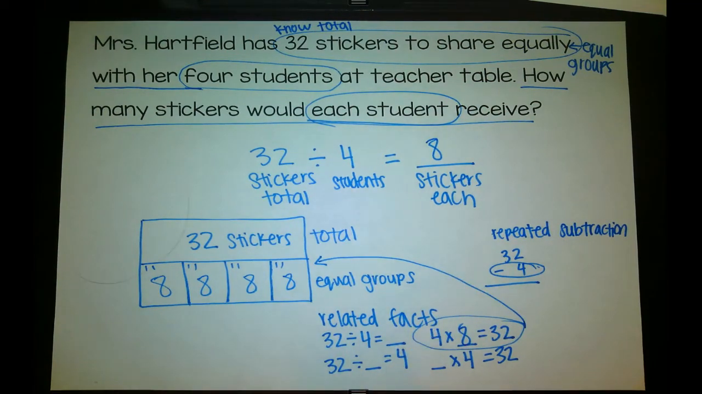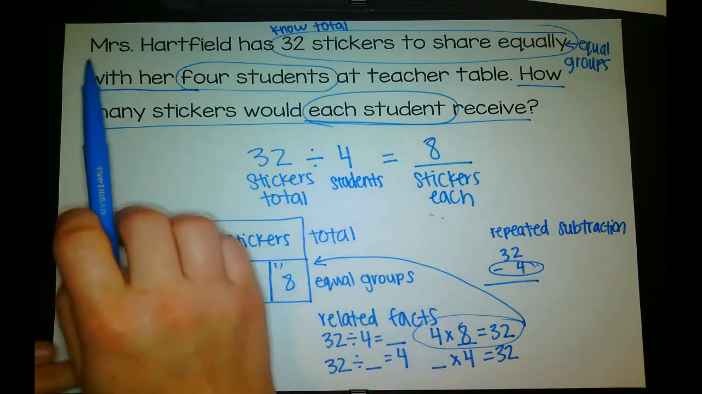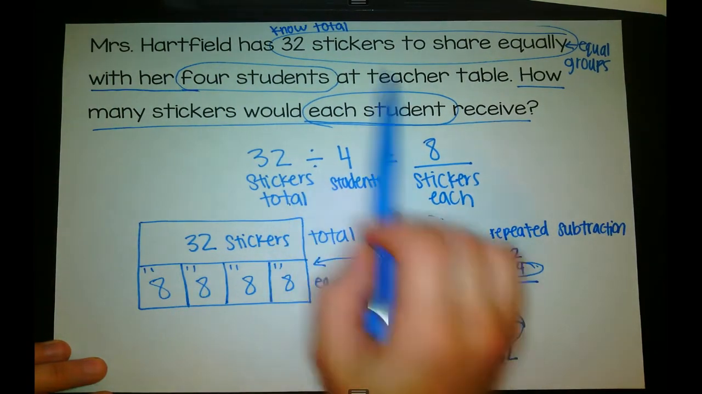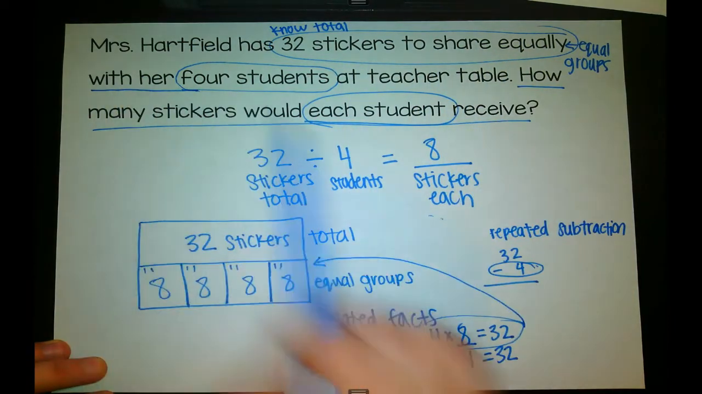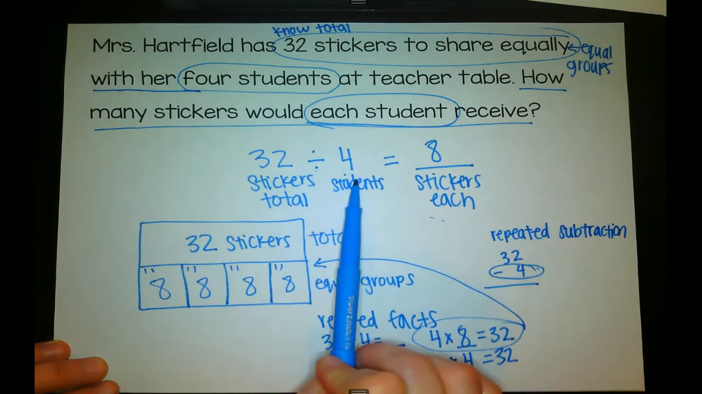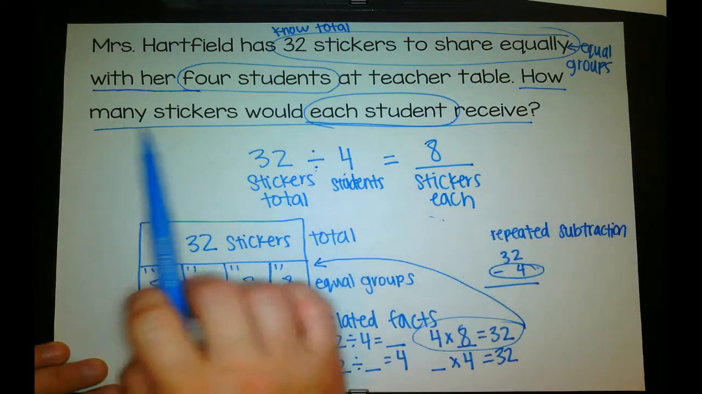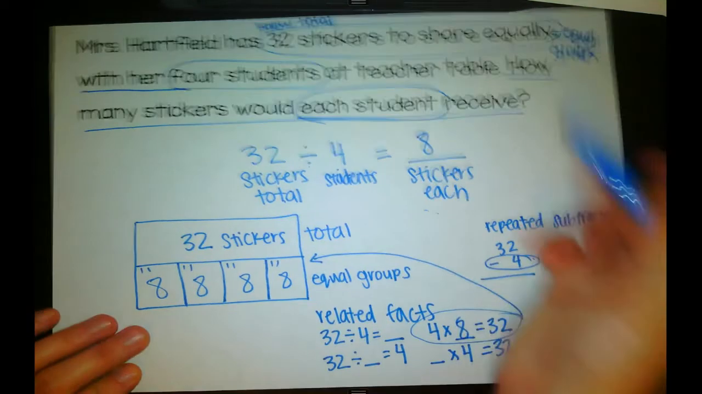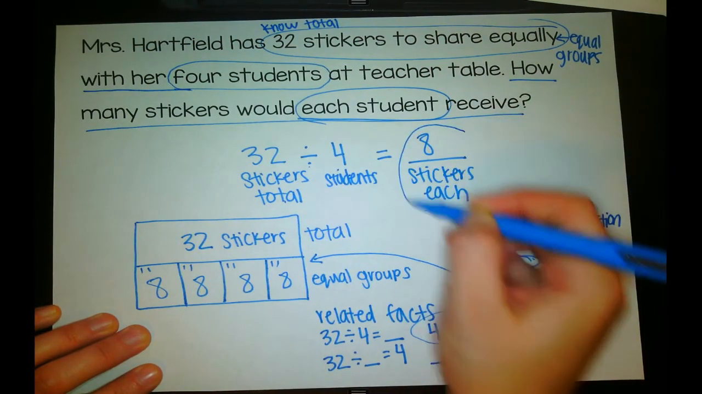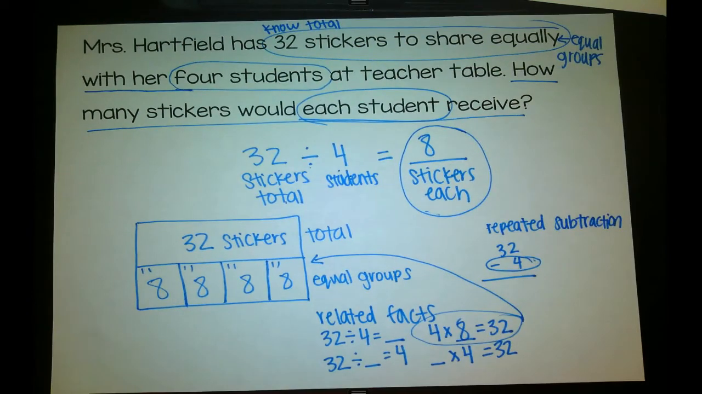Before I circle my final answer and say that I'm done, I'm going to reread just to make sure I didn't miss anything or get tricked with any extra information. Mrs. Hartfield has 32 total stickers to share equally with her 4 students. So 32 shared with 4 at teacher table. How many stickers would each student receive? Each student is going to receive 8 stickers total.